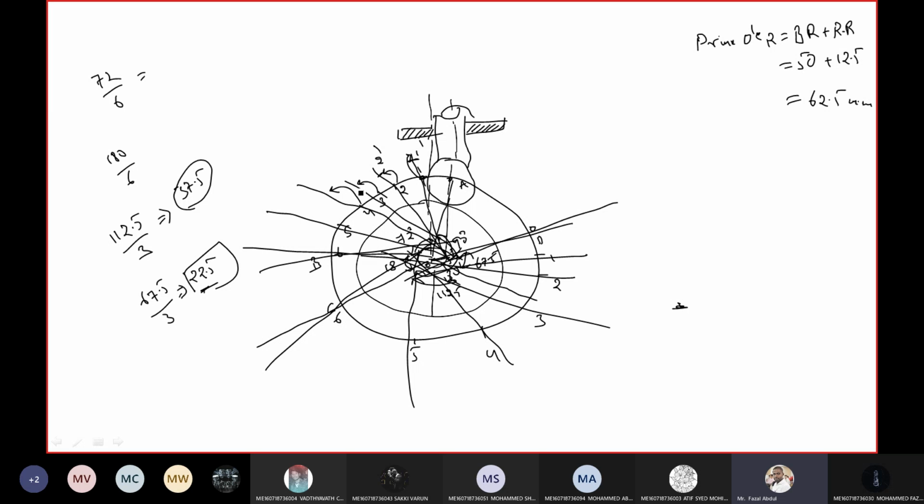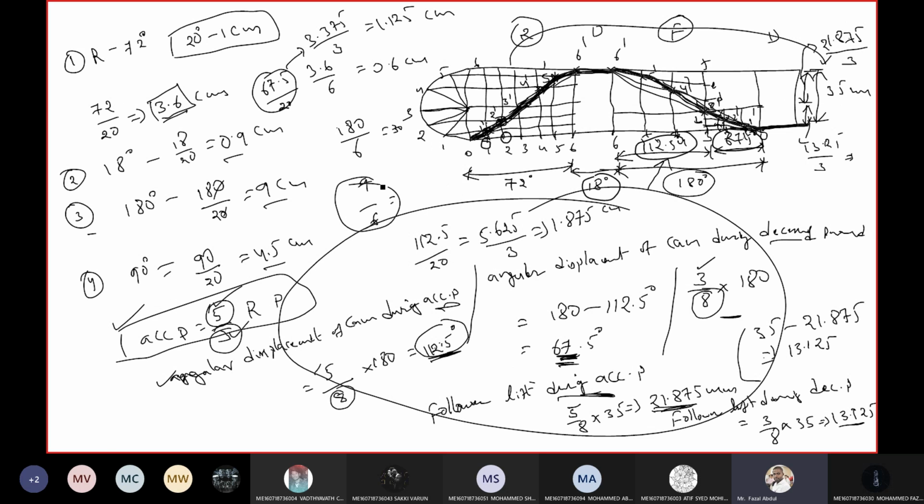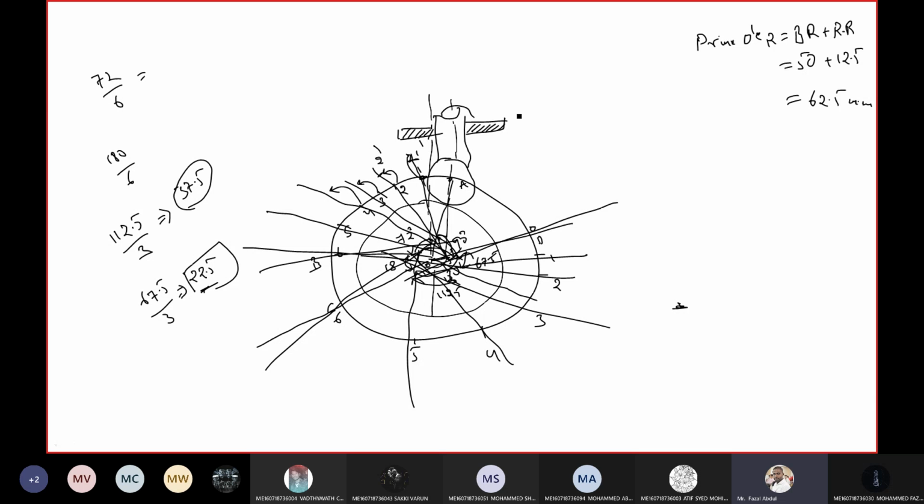3 to 3 dash, 4 to 4 dash. How am I shifting? By measuring the length from the displacement diagram. Take the compass, measure the distance from 3 to 3 dash, and place the needle of the compass at the third point. Cut the arc on the same line, that is 3 dash.